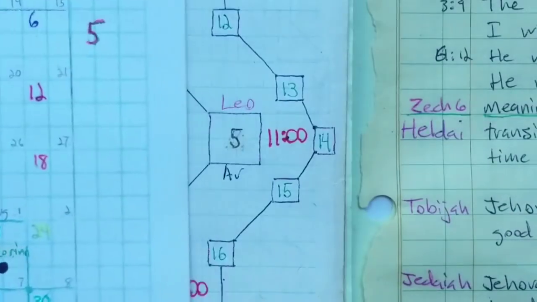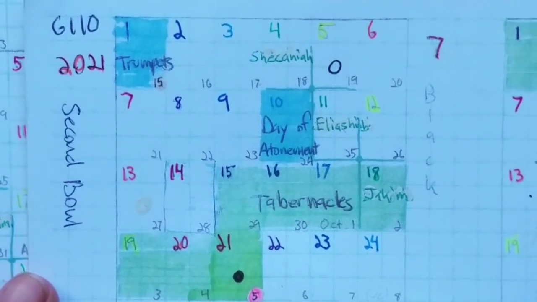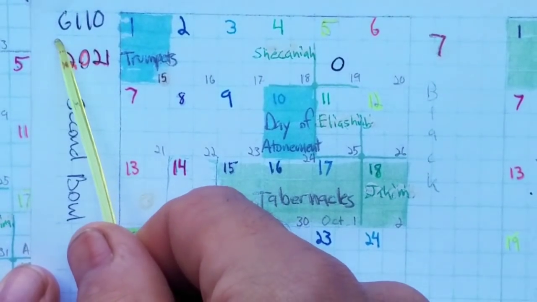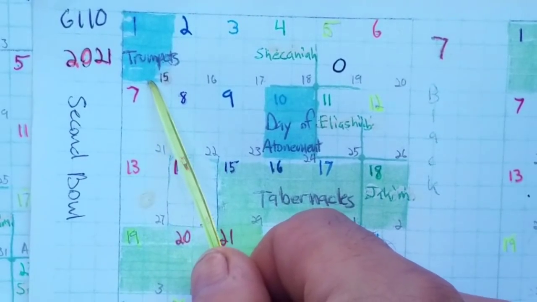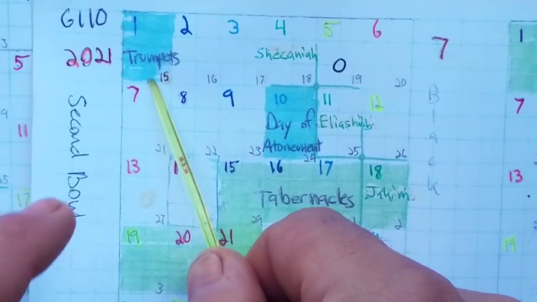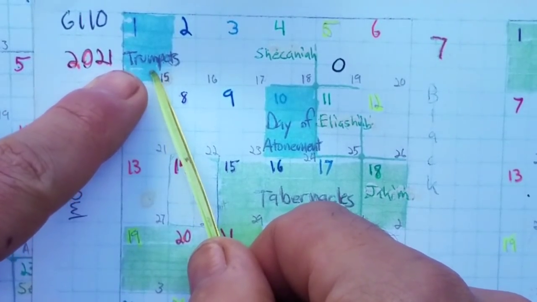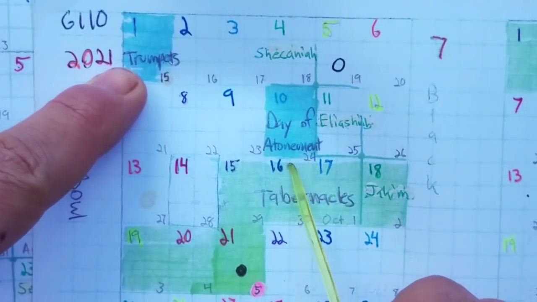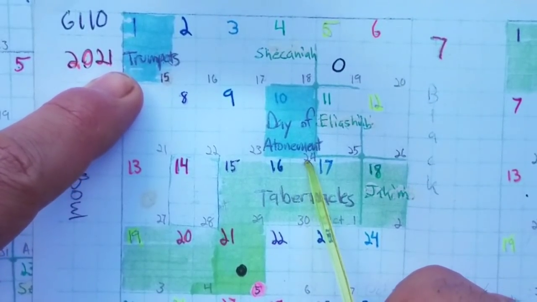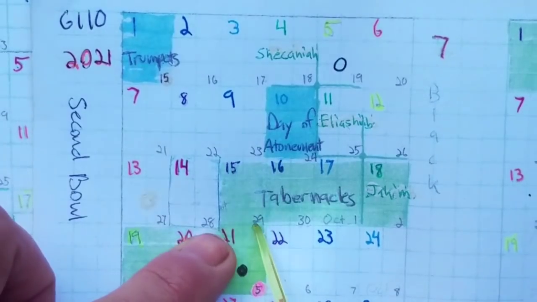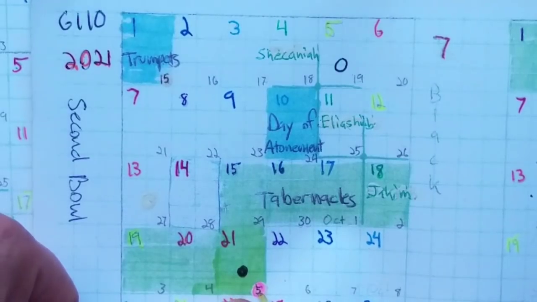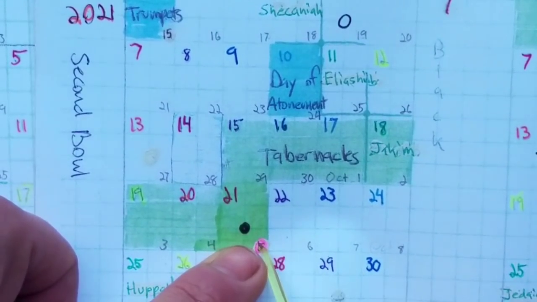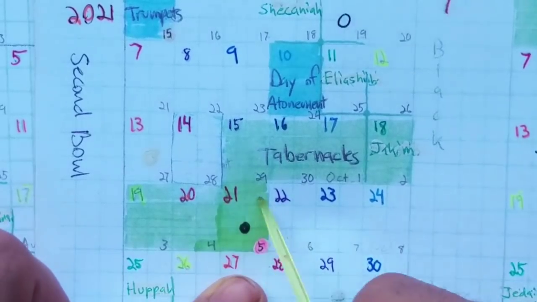Then our next major feast is in the 7th month. So again, we have year 6110, the 7th month. Feast of Trumpets is September 15th. Okay, so September 15th is the first day of the 7th month. Yom Kippur is the 24th day, September 24th, okay? And then Tabernacles begins September 29th, going till October 5th, which you can see here. October 5th is Tabernacles. That's the Feast of Tabernacles.